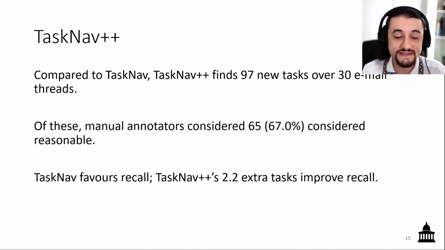To assess TaskNav++, we deployed it on a uniform sample of 30 Linux kernel mailing threads from August 2018. Two authors manually assessed the results, and we found 97 new tasks, of which 65 were reasonable.